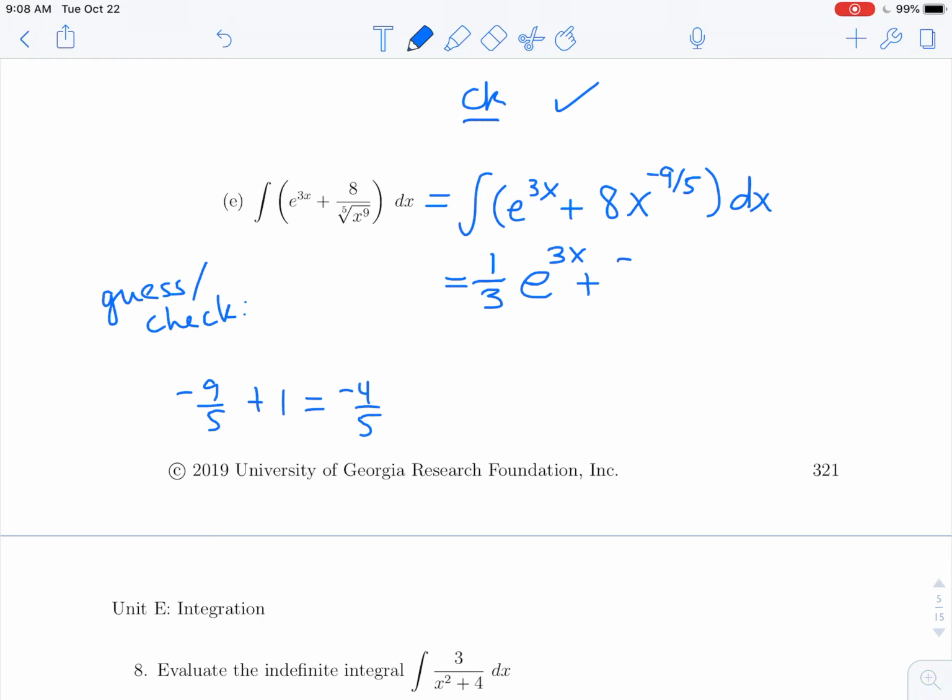Plus 8, and now do the power rule. So your new exponent is going to be a negative 4/5. And what ends up going out in front is the reciprocal of that, which is negative 5/4. And then don't forget your plus c. That negative is a little bit hard to read there. Now, if you wanted to, you could multiply the 8 and the negative 5/4, but you don't really have to. And again, at least in your head, you should double check that what you want to happen does happen. And it does. All right.